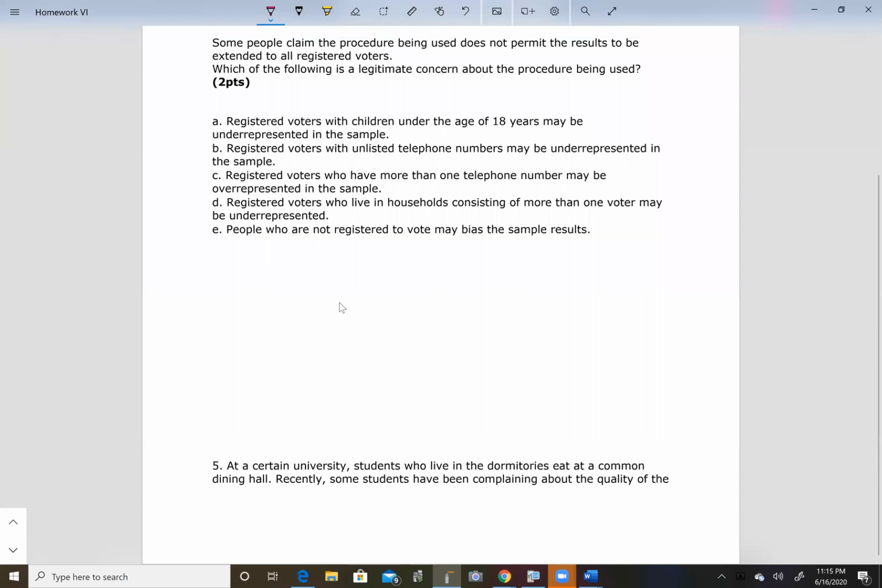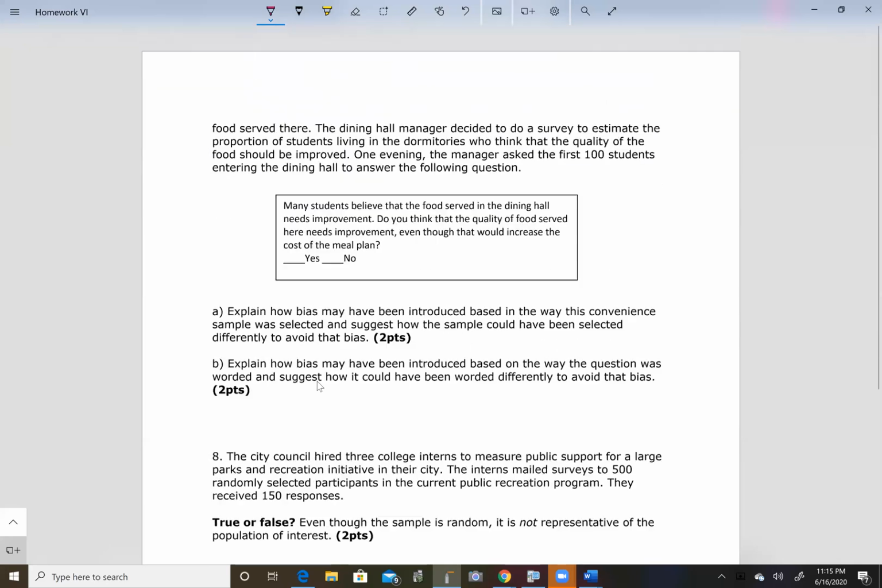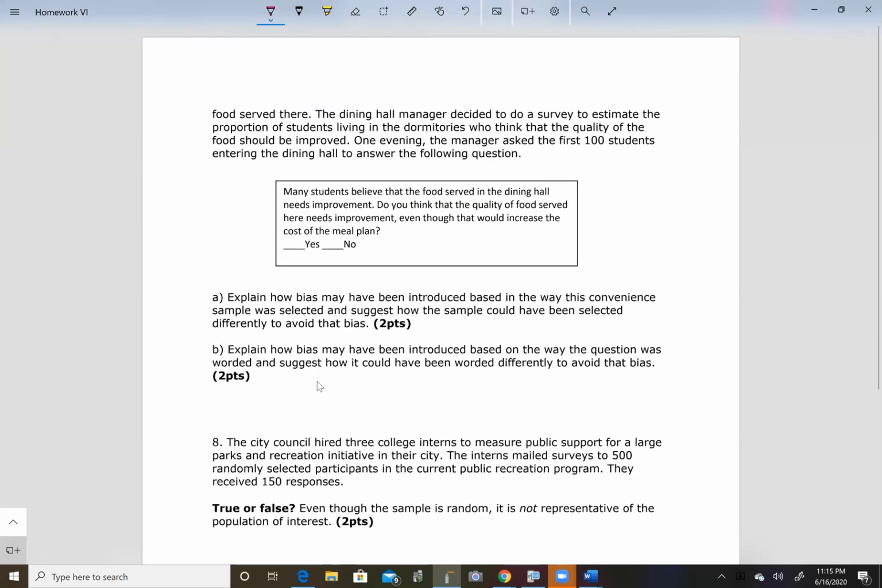Number 5. At a certain university, students who live in the dorms eat at a common dining hall. Recently, some students have been complaining about the quality of the food served there. The dining hall manager decided to do a survey to estimate the proportion of students living in the dormitories who think that the quality of the food should be improved. One evening, the manager asked the first 100 students entering the dining hall to answer the following question. Many students believe that the food served in the dining hall needs improvement. Do you think that the quality of the food needs improvement, even though that would increase the cost of the meal plan, yes or no?